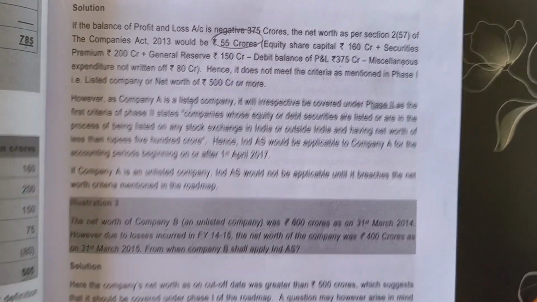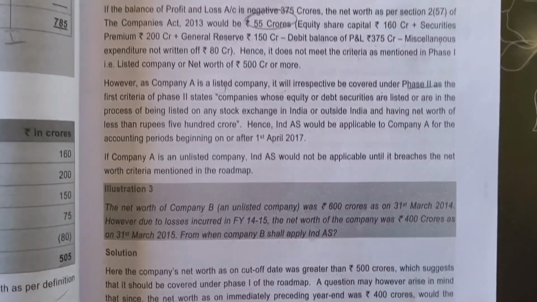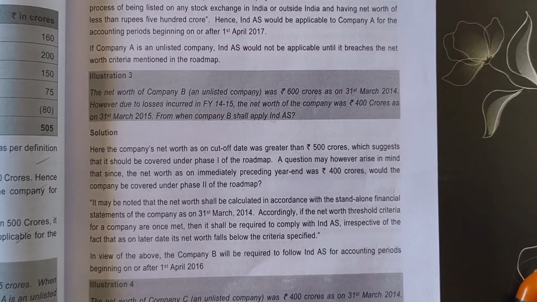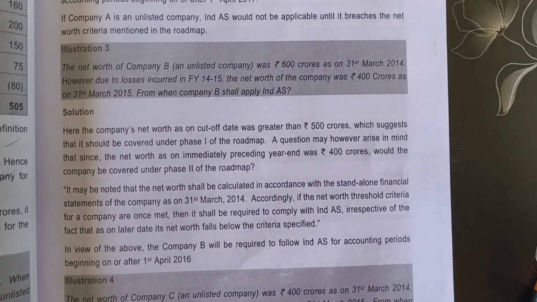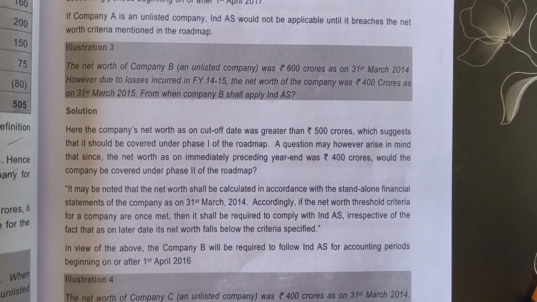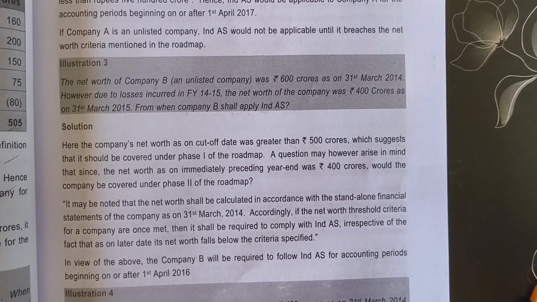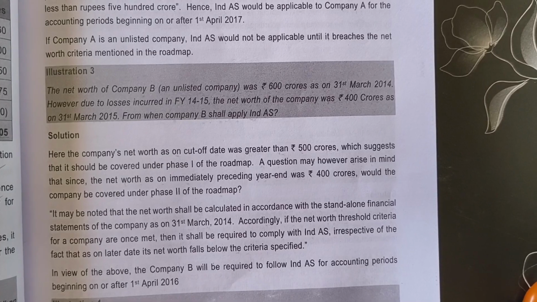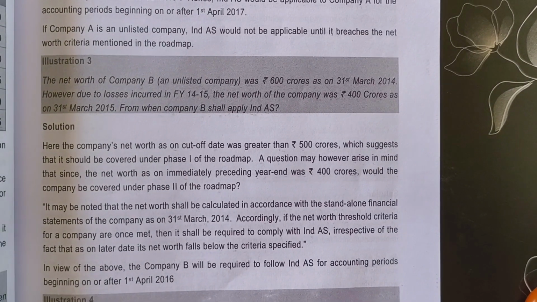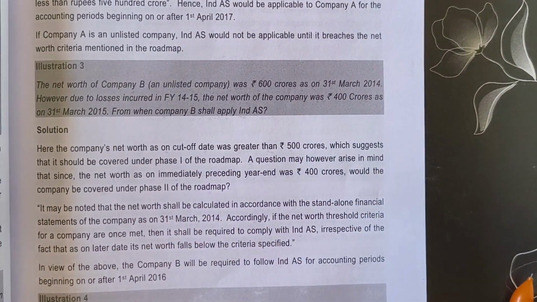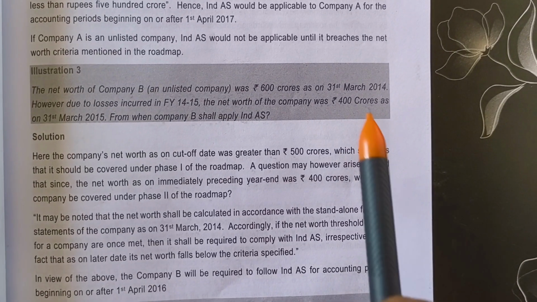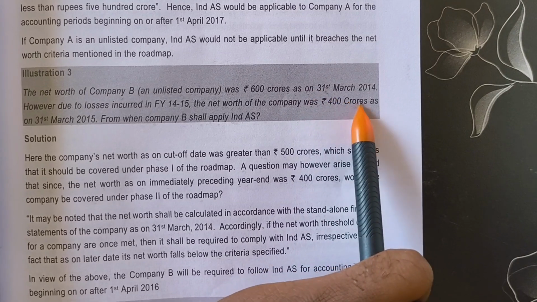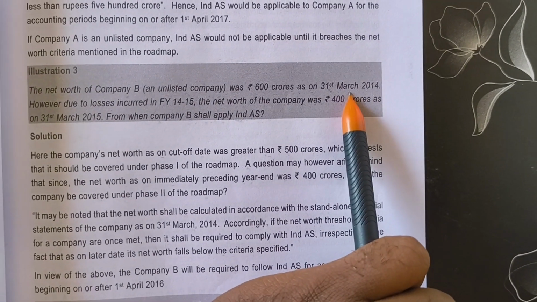These are basic, you can read and understand the question and answer. So we'll go to illustration 3 now. Illustration 3 is entirely different from 1 and 2. They have given one more example, the net worth of an unlisted company. They have specifically given that it is an unlisted company, was 600 crore as on 31st March 2014. So this is the date of cutoff. From this date we have to consider the net worth of any company.